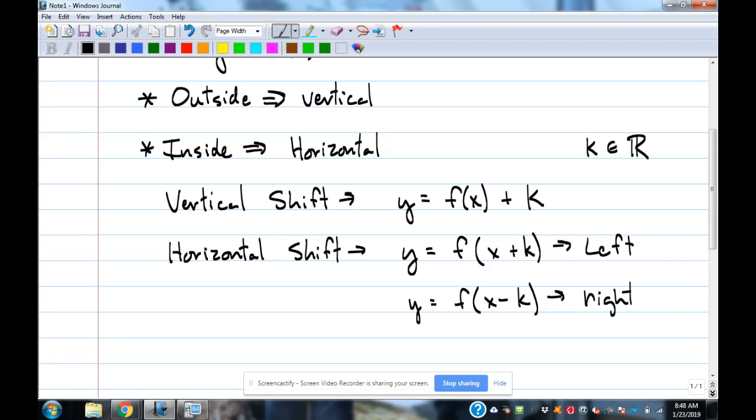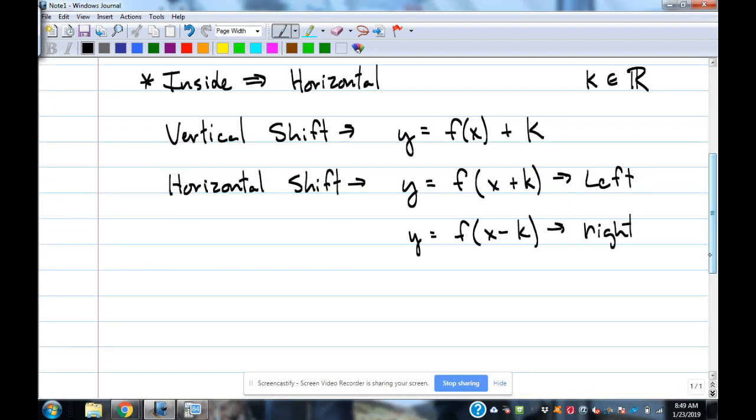Adding on the outside moves up, subtracting on the outside moves down. Notice how it's kind of opposite. Normally you would think if you add on the inside, it would move to the right, but it doesn't. It's the opposite of that. It's kind of like inside out. So adding on the inside moves left, subtracting on the inside moves right.